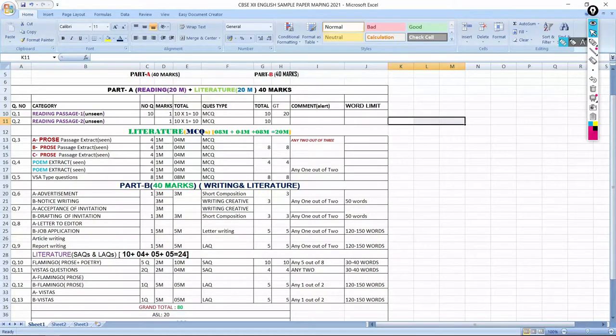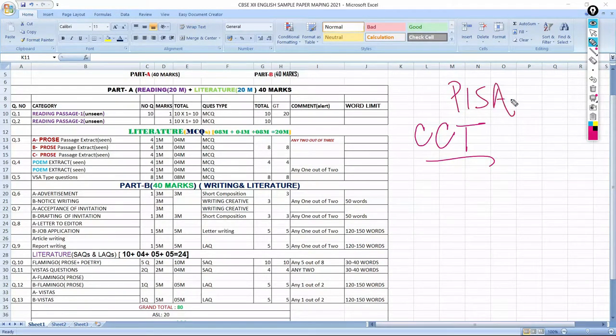Another thing I want to share is that the pattern of the CCT also is changed. The question will not be PISA based, but it is PISA-like. The question level will not at all be easy, my dear children. So, for that reason, you should be very specific, and you will have to prepare.